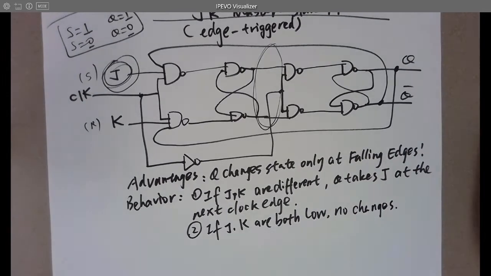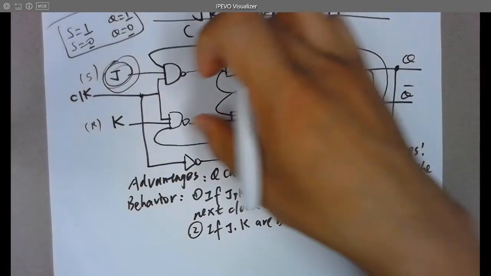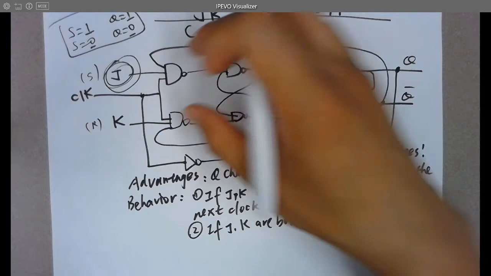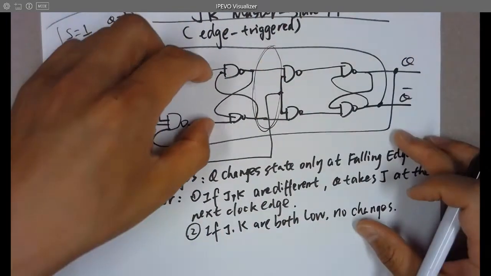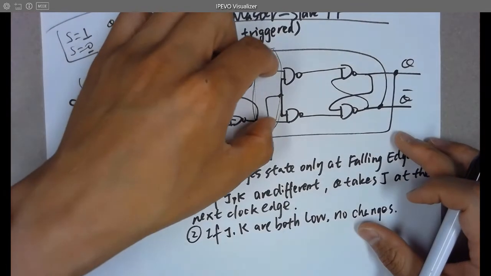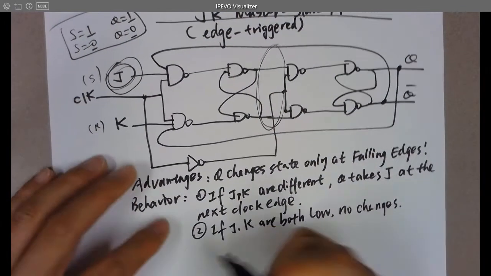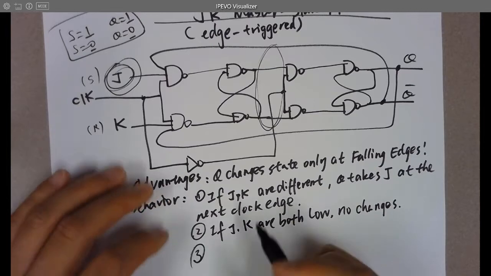And why is that? When J and K are both low, 0, 0, you disable these two NAND gates, so you get 1, 1 here. So 1, 1 will memorize whatever has been here, so that's why nothing will be changed.